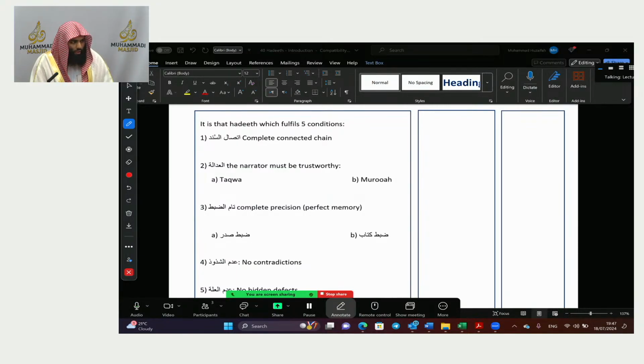The second part of a person being trustworthy is muru'ah. We took the meaning of muru'ah in the first book that we studied, Ta'zim al-Ilm. Abdul Subhan, what's muru'ah?